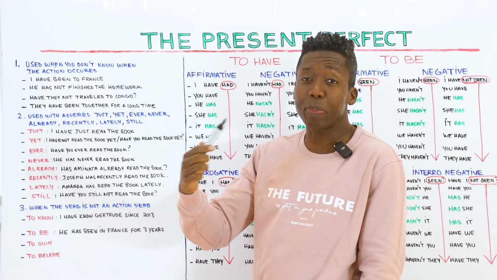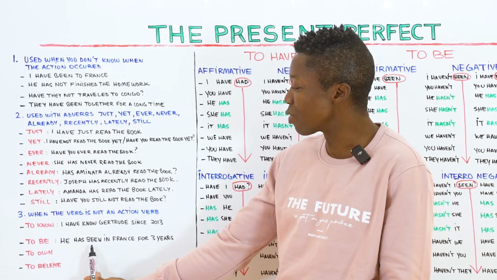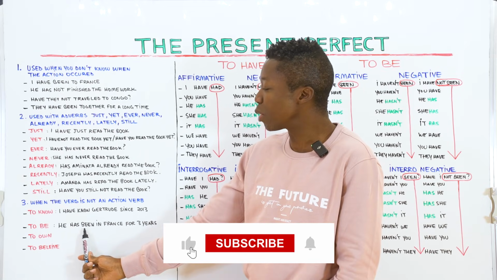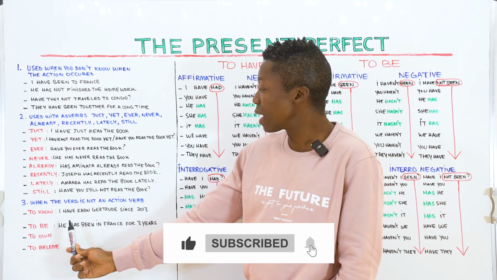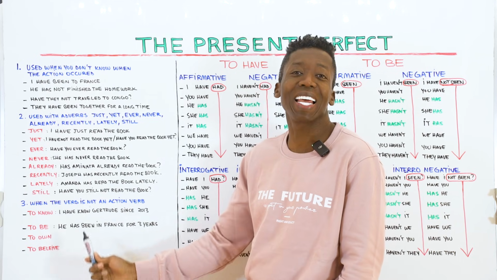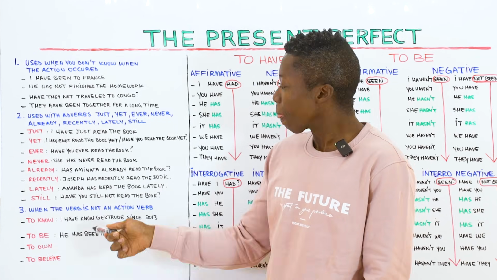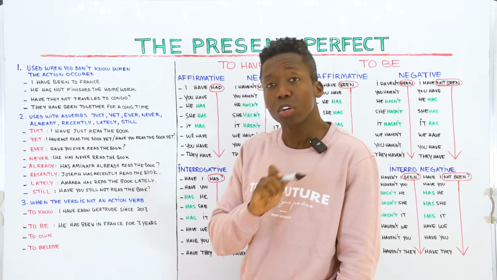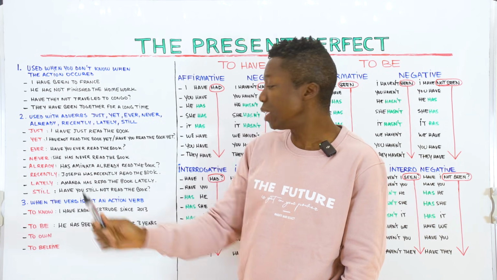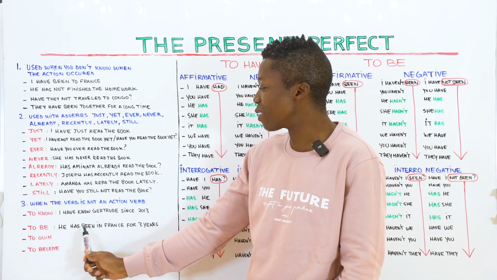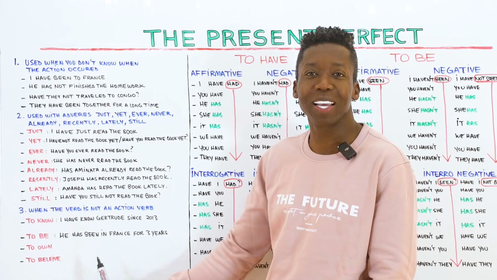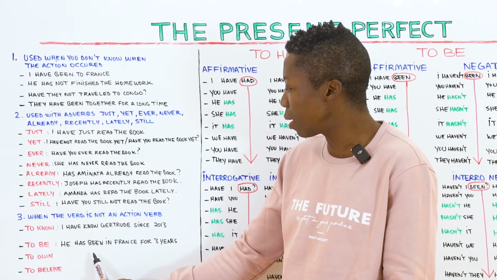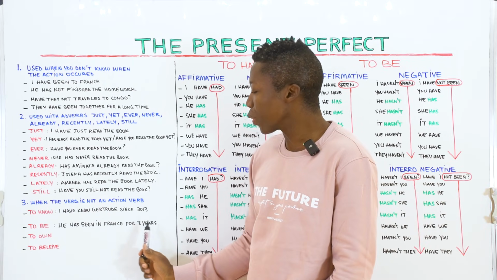Par exemple, je ne vais pas mettre la charrue devant le bœuf, mais si c'était le verbe vivre, on pouvait dire he has been living. Ok? Mais comme ce verbe to be est un verbe d'état, ce n'est pas un verbe progressif, on ne peut pas dire he has been being in France. Make sense? He has been in France for 3 years.